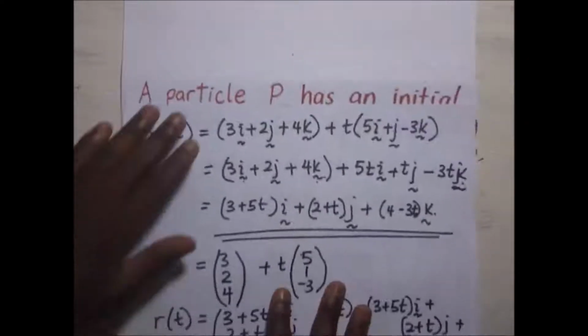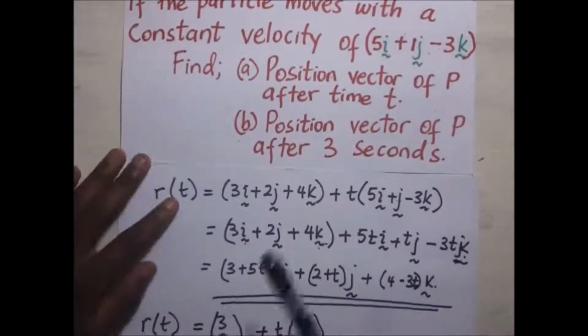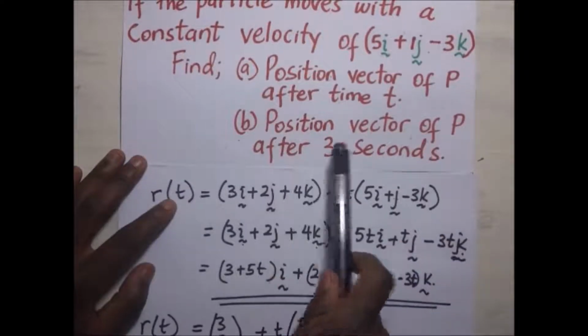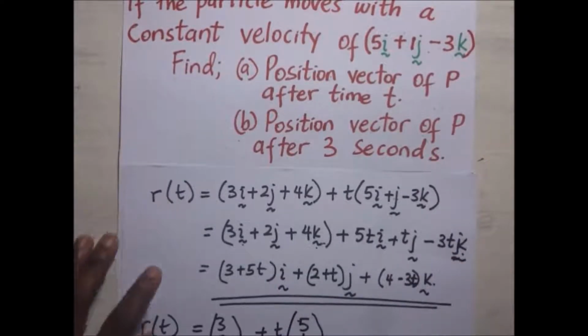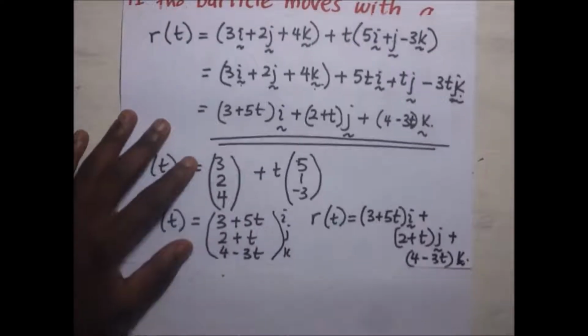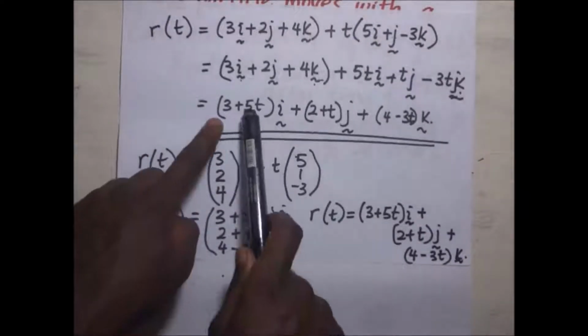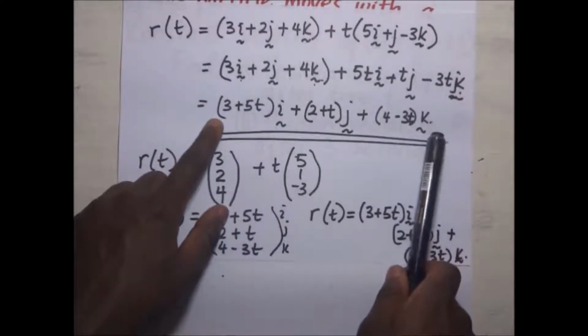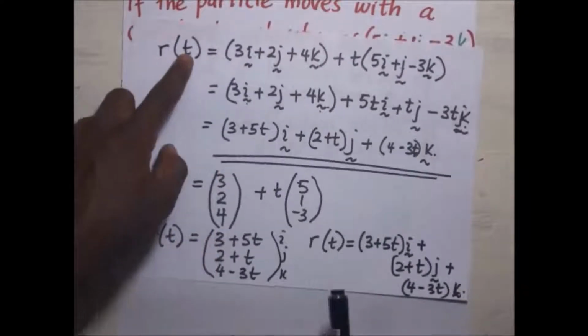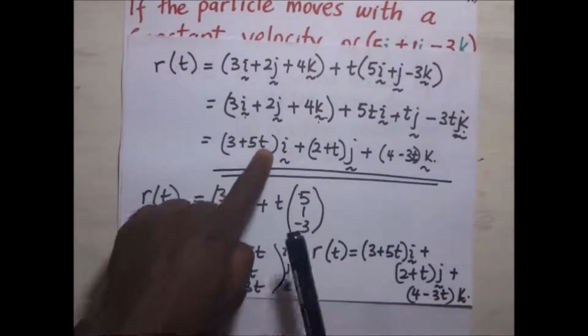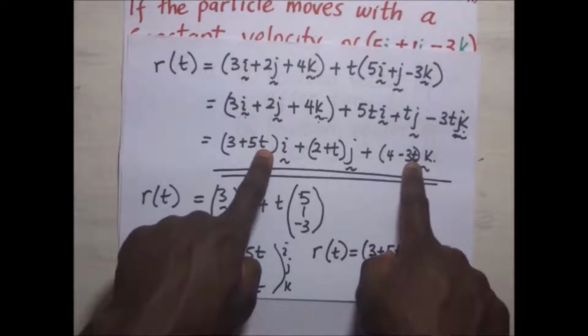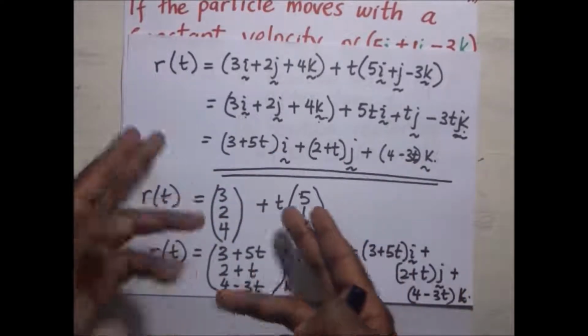Now let's go ahead and do part B. Part B is asking us to find the position vector of P after 3 seconds. So if it is after 3 seconds, it means that since we have the expression for the position vector after a certain time t, and now they are telling us that the time is 3 seconds, we are simply going to substitute for the value of t. We are going to put there 3 seconds and we get the position vector after 3 seconds.